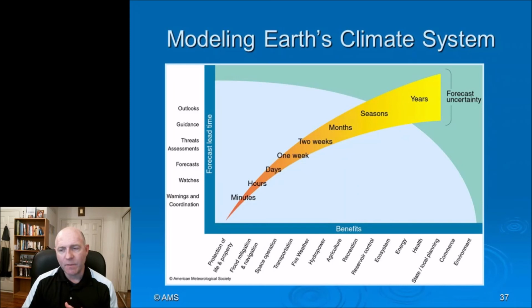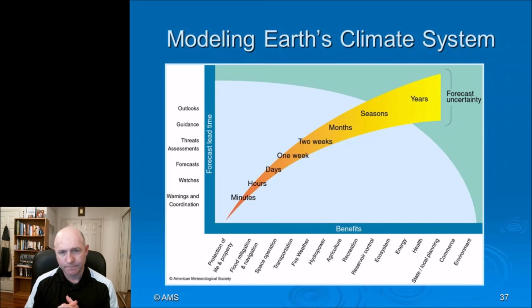And not every model works the same. Some models work better than others at different time scales, because there are certain relationships that are very well known to work on short time scales, and certain mathematical and physical relationships that are known to work on much longer time scales.